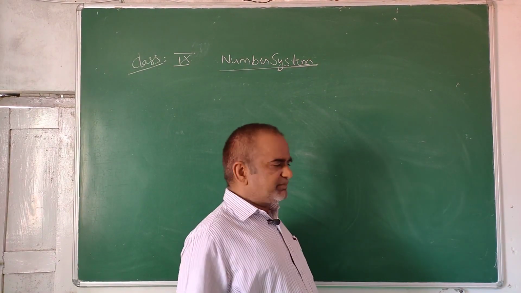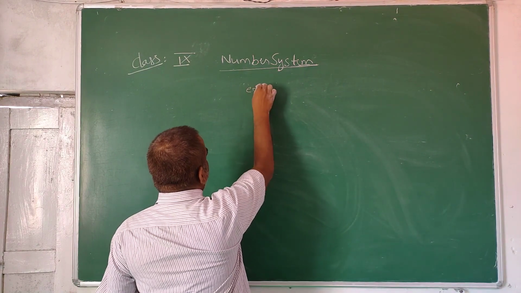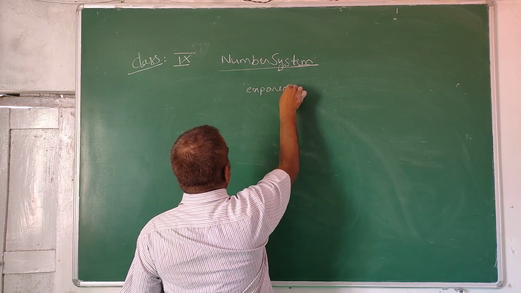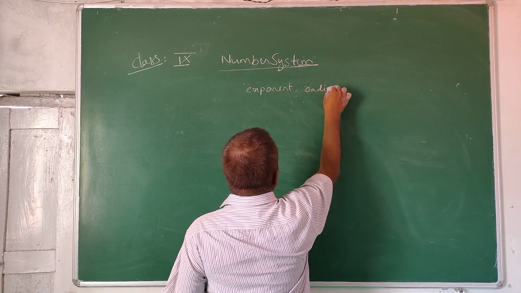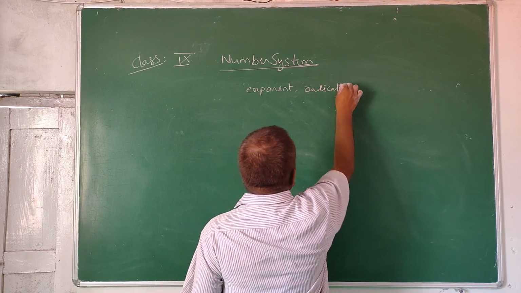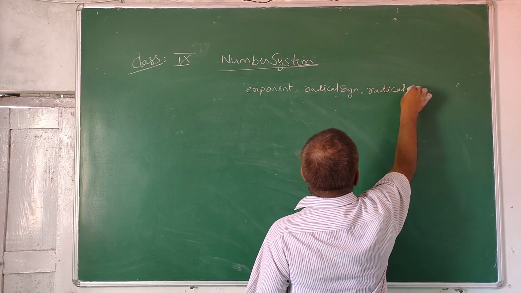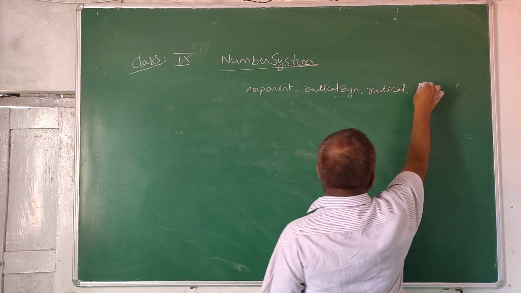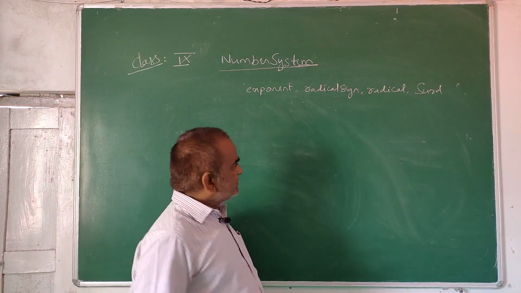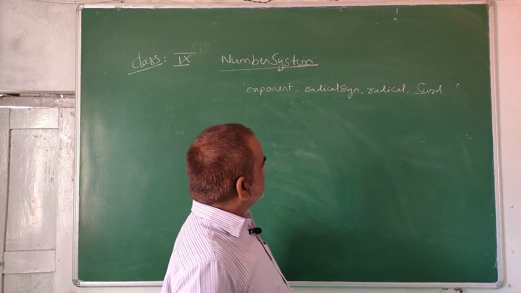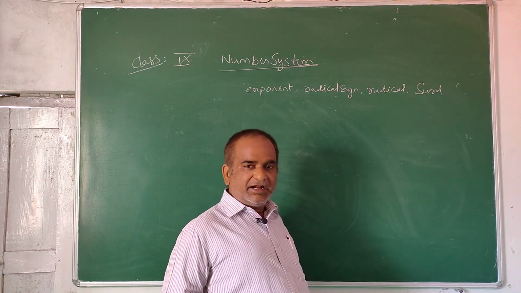Dear students, our next point of discussion is exponent, radical sign, radical, and finally surd. We are going to discuss the various concepts: exponent, radical sign, radical, and surd.